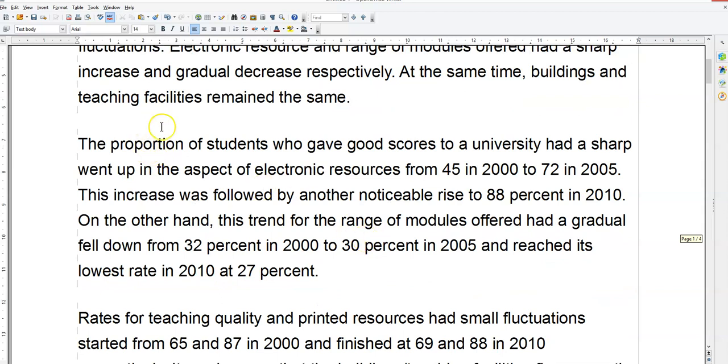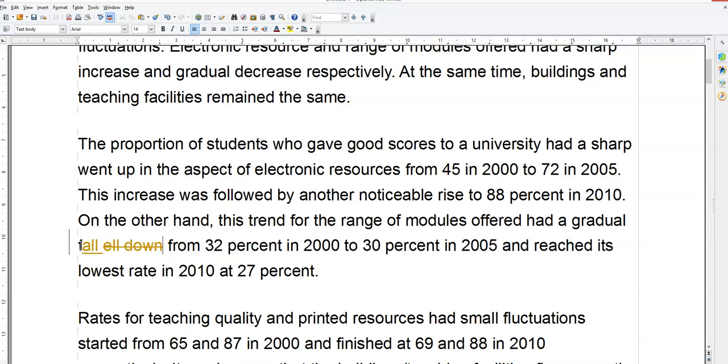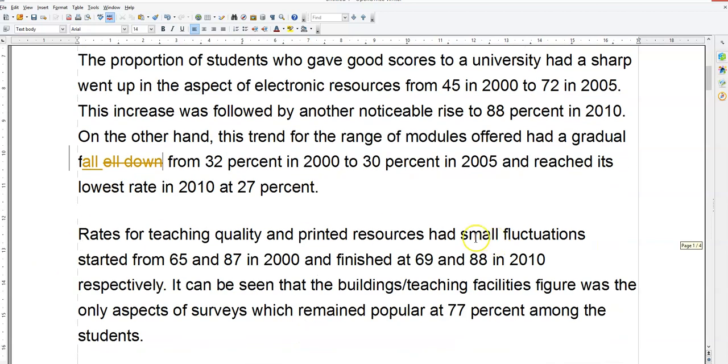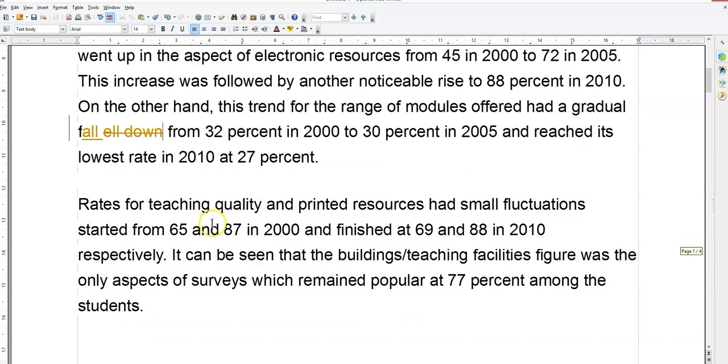Okay, the proportion of students who gave good scores as well as ratings had a sharp rise in the aspect of electronic resources, from 45.72 was the lowest to about 80%. I don't know why you've got 2 sentences there. On the other hand, this trend for range of modules had a gradual fell down. I mean, a gradual decline, a gradual fall. Rates of teaching quality had small fluctuations, etc. So I don't know why you would do one and that and this and that.